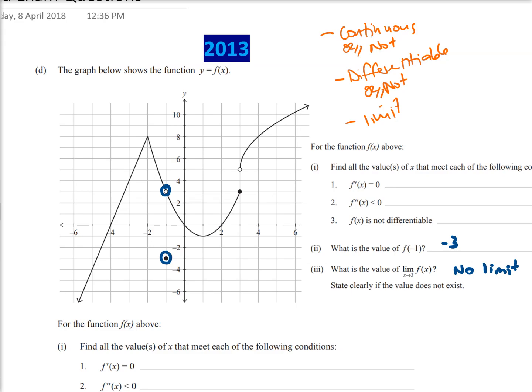So I'm going to stop the video there because it's long enough, and you can have a little look at that, and I'll make another one about continuity and differentiability and concavity. All right.